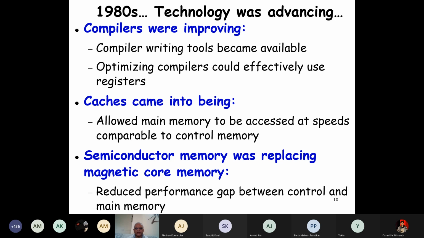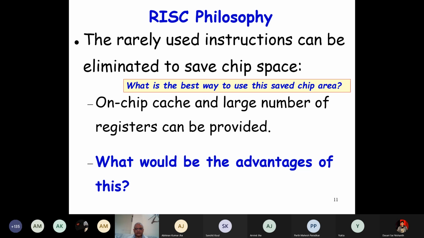Memory itself became a semiconductor memory, so the access time became faster, thousands of times faster, and also the size of the memory increased, and therefore it was not necessary to reduce the program size anymore. We could efficiently execute large programs, and therefore at that time they thought that it's a good idea to have a RISC processor.